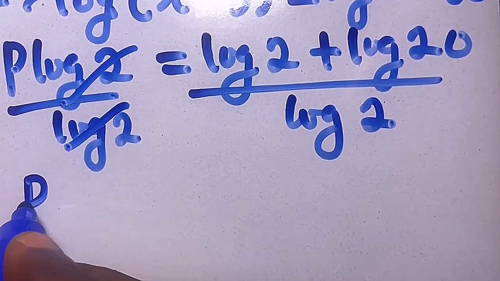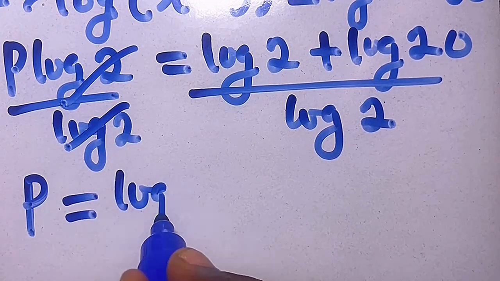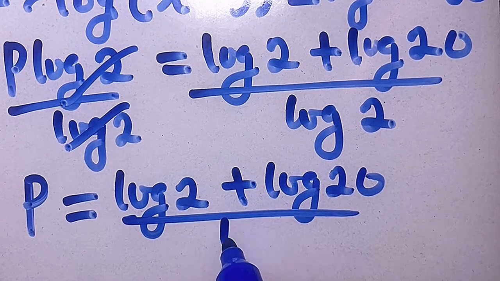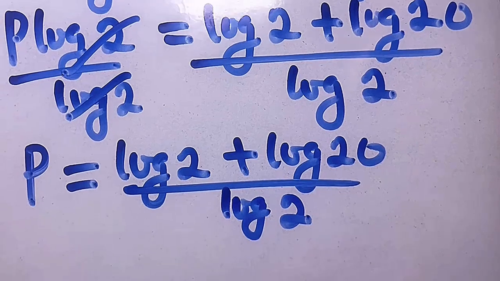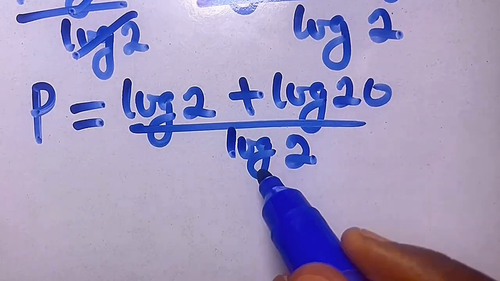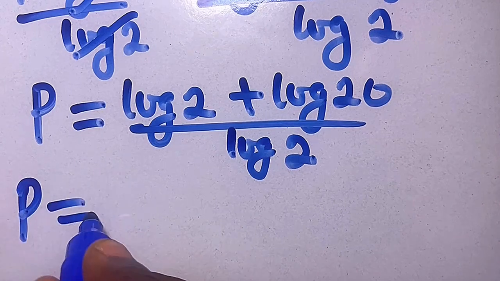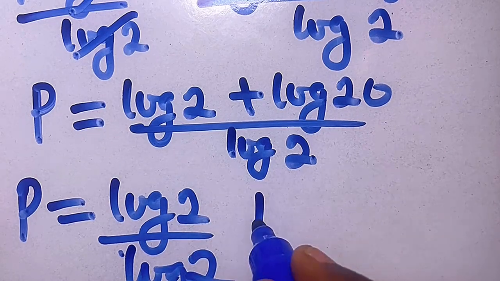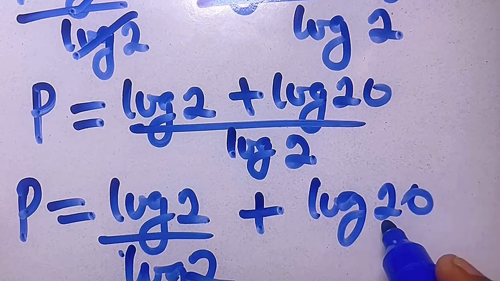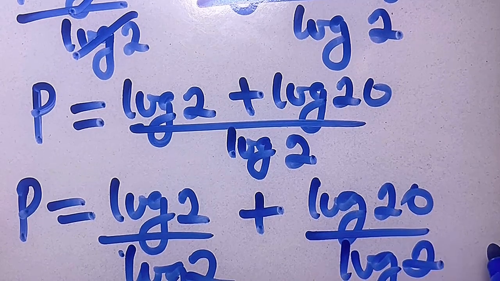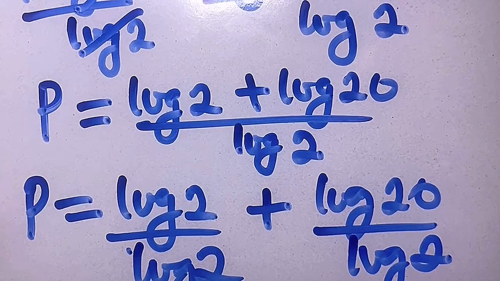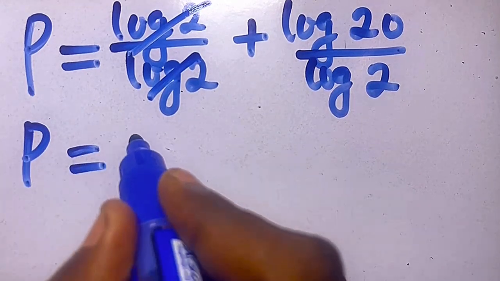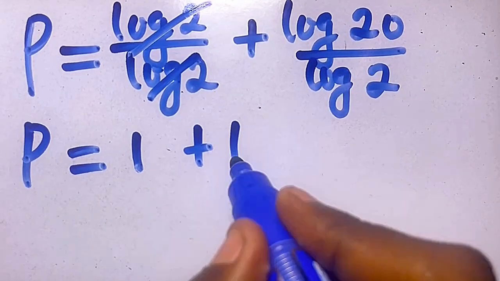So we have p equals log 2 plus log 20 divided by log 2. This implies that we can divide both log 2 and log 20 by log 2. That is p equals log 2 divided by log 2 plus log 20 divided by log 2. From here, log 2 divided by log 2 is 1. So we have p equals 1 plus log 20 divided by log 2.